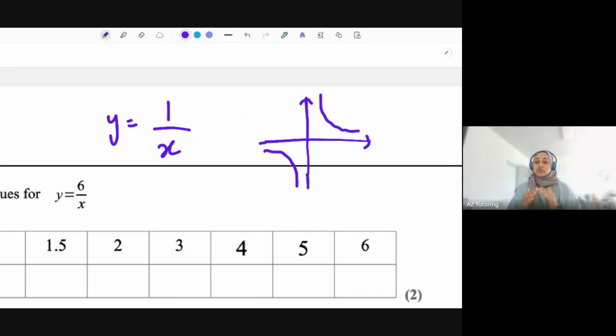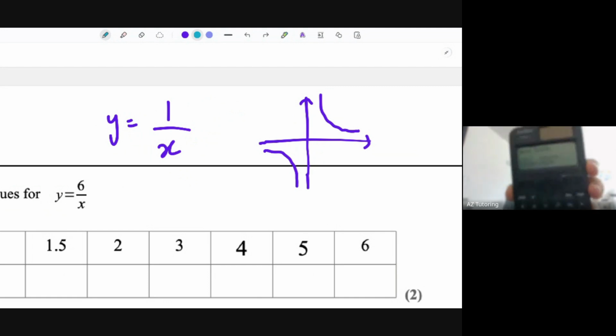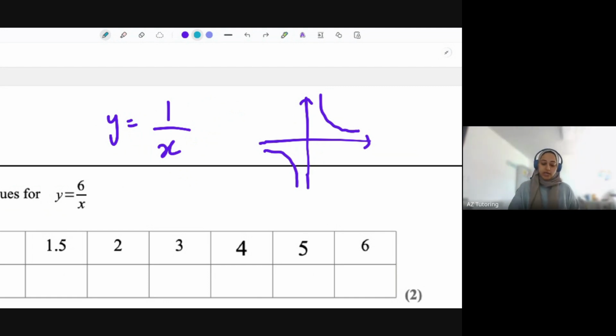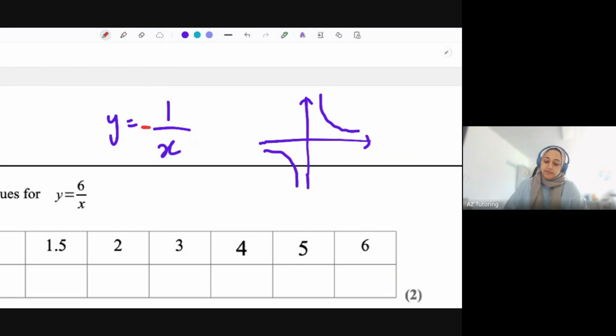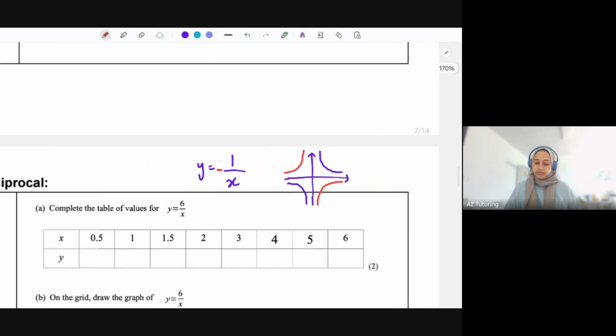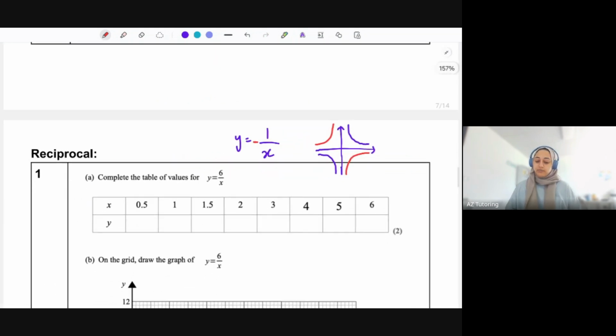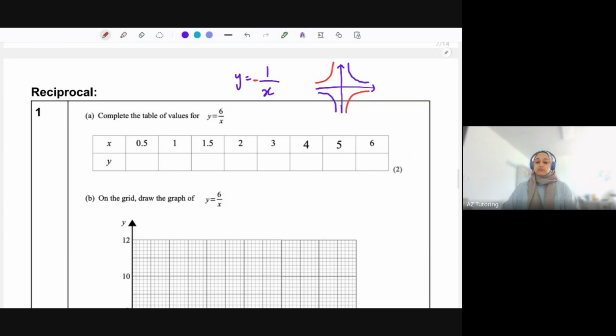Now the reason why it never touches the axes is because we cannot divide by 0. You can't divide by 0. So if you put divide by 0 in your calculator, so I can show you, you get a maths error, somewhat like that. So you can't divide by 0, which is why it never touches the axes. One other thing I want to mention as well, if this had a minus in front of it, what happens is they come here instead. So if there's a minus in front of it, they just flip to the other sides. Okay, so you should have a rough idea what y equals 6 over x now looks like.